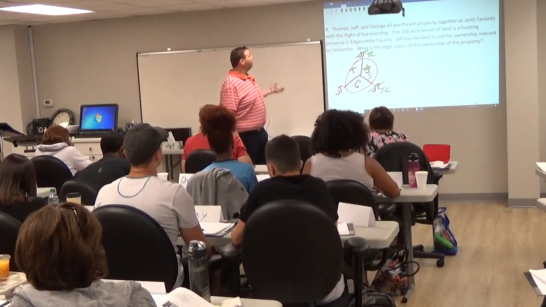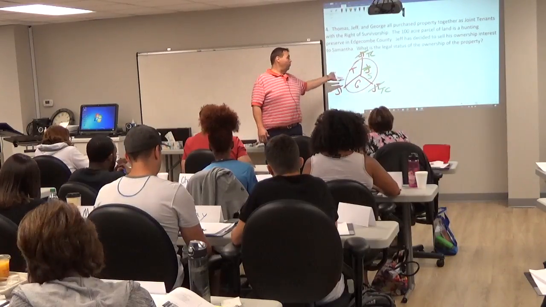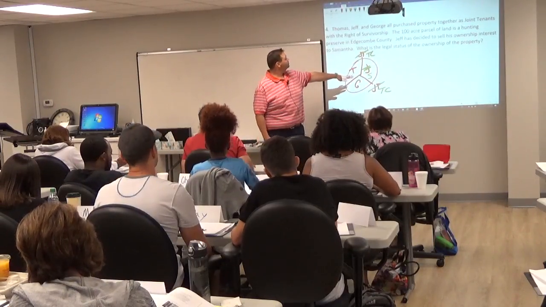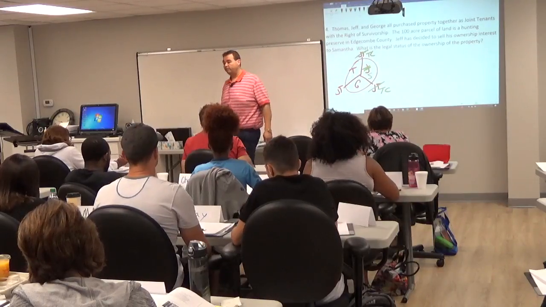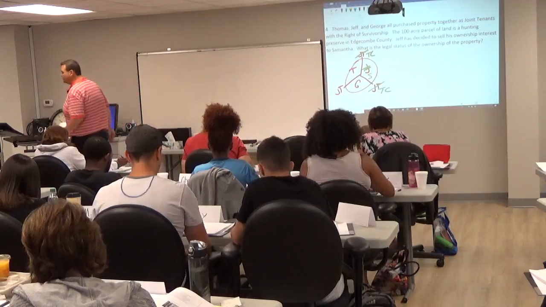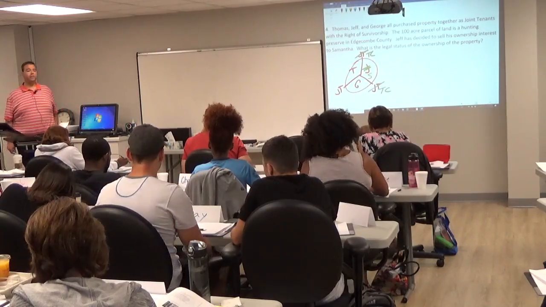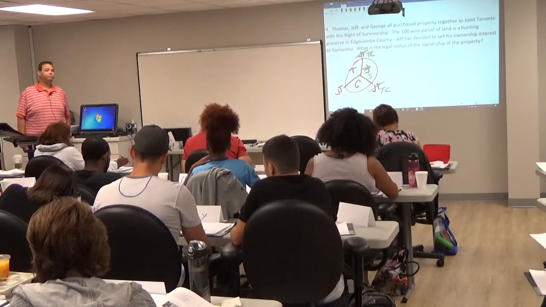Yes. Okay. What's the legal status of the ownership of the property? Well, Thomas, George, and what's her name? Samantha all own what? 1/3, 33%, however you want to say it. Thomas and George are what? Joint tenants, and Samantha is a tenant in common.